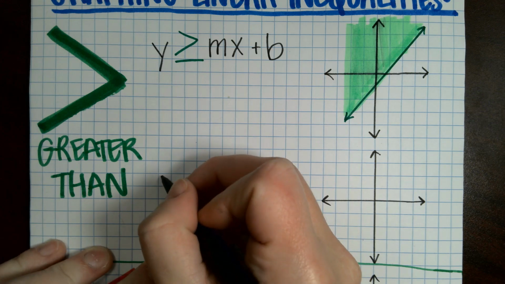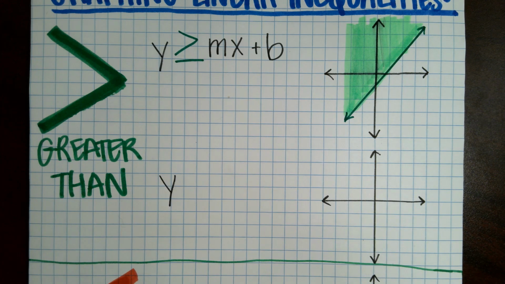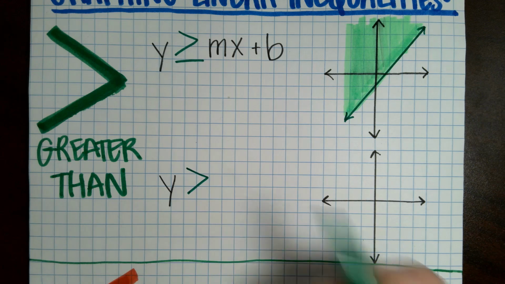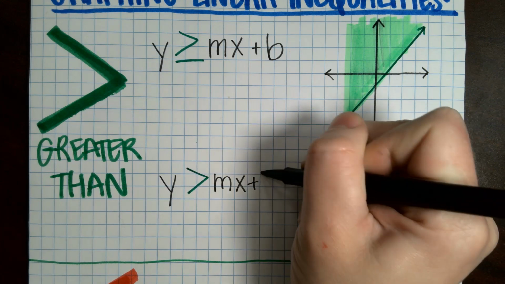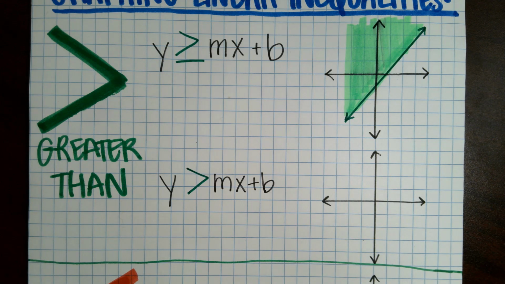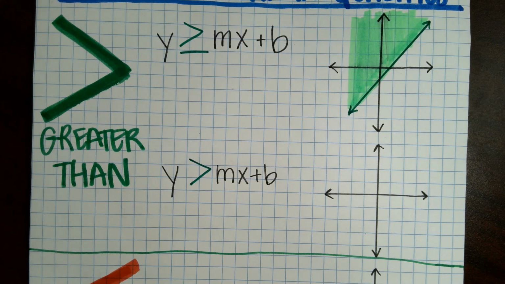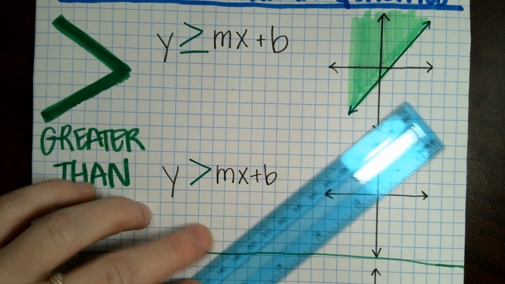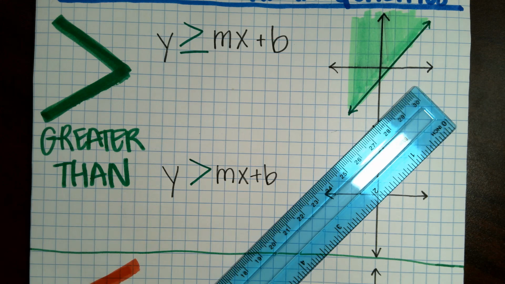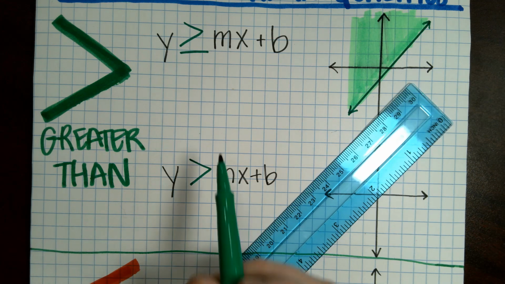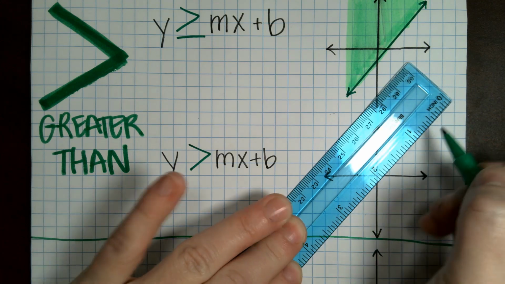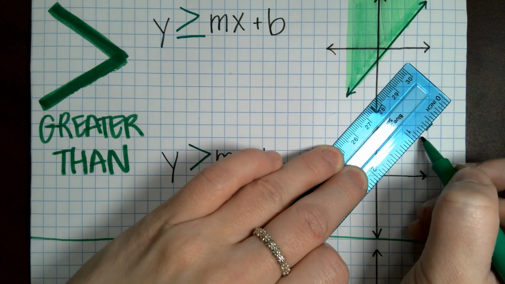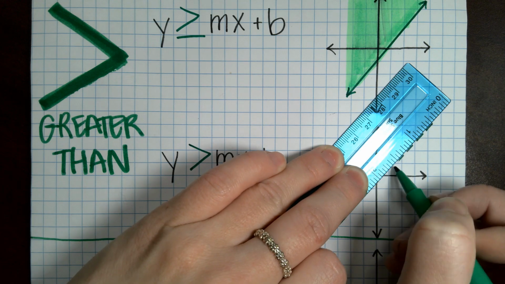But if we had something like this, y is just greater than mx plus b, it's going to look a little different. So before you get ahead to drawing the line, don't do it just yet. I want you to watch how I draw it because it's a little different. To show that it's not equal to, it's just greater than, that means the line is not included, we actually draw a dashed line. We don't fill it in.